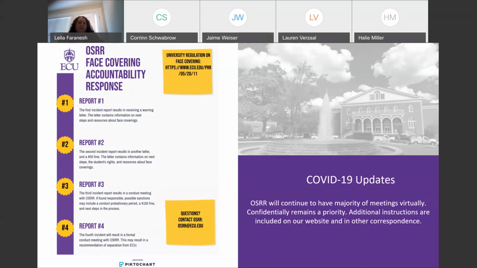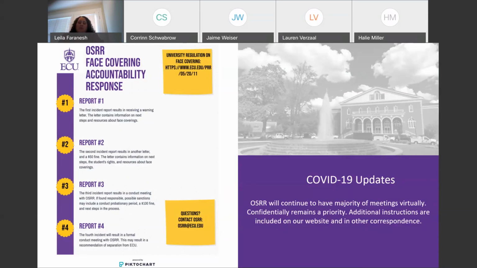If we receive multiple reports, on the second time they will receive another letter, and there will be some type of monetary fine, around $50. And then the third time they will have a meeting with us. So for reports 1 and 2, it does not become part of their student record, but report 3 will become part of their conduct record with our office, and they will be facing some type of probation and a fine of $100, and they'll have to take an educational seminar.